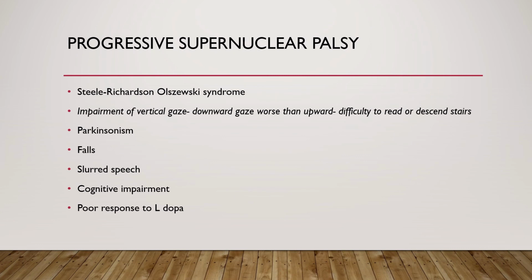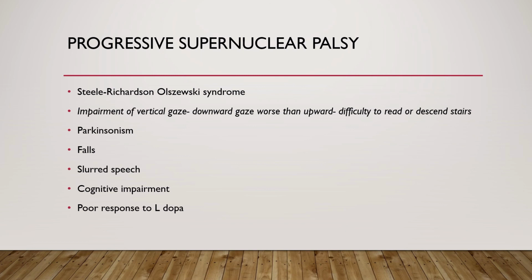Now, these last three slides aren't particularly important in the clinical setting as an F1, but they're important for MRCP. I'm just going to talk about the Parkinson's plus syndromes, first of which is PSP, progressive supranuclear palsy, also known as Steele-Richardson-Olszewski syndrome, difficult to pronounce. And the main feature of this that differentiates it from the other Parkinson's plus syndromes and Parkinson's is the impairment of vertical gaze. So downward gaze is often worse than upward.